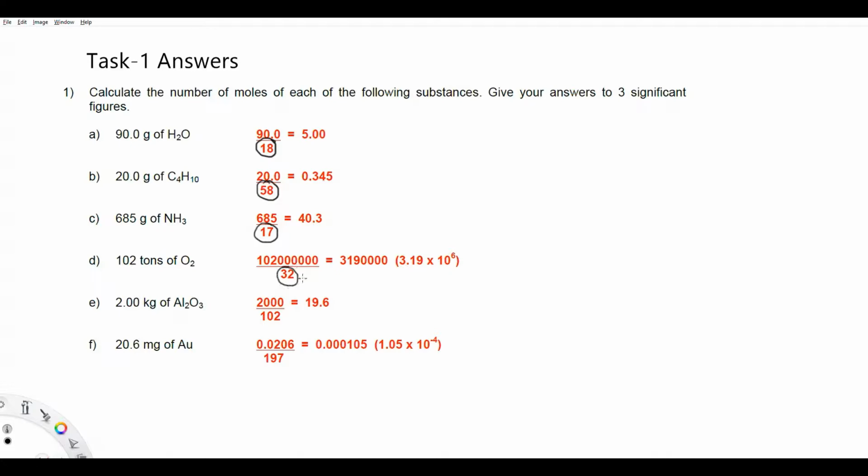If this is still a problem, then what you need to do is revisit the tutorial that I made earlier in the week on how to calculate relative formula mass and have another go at seeing if you can get the correct relative formula mass for each of these compounds. So pause the video now, check your answers, make any corrections that you need to, and then I'll introduce task 2. Pause the video now.